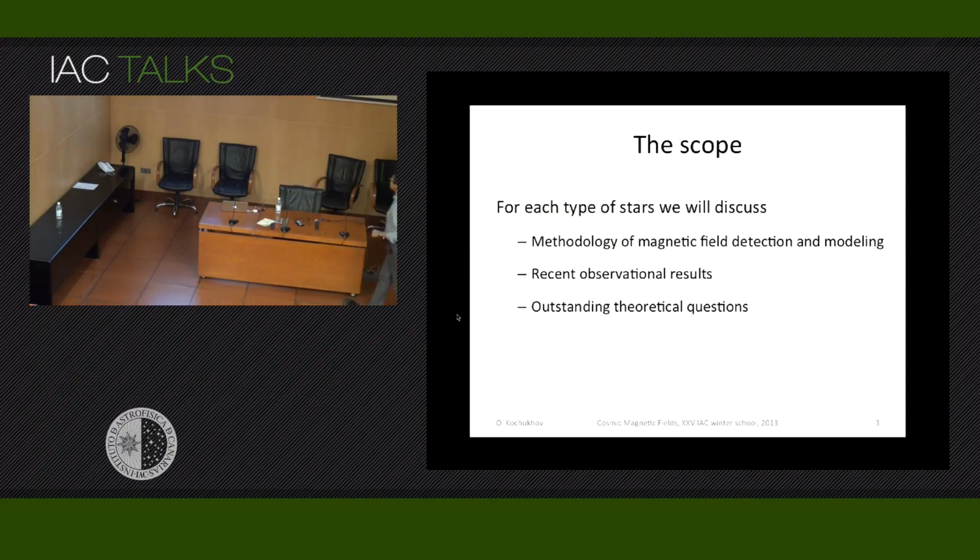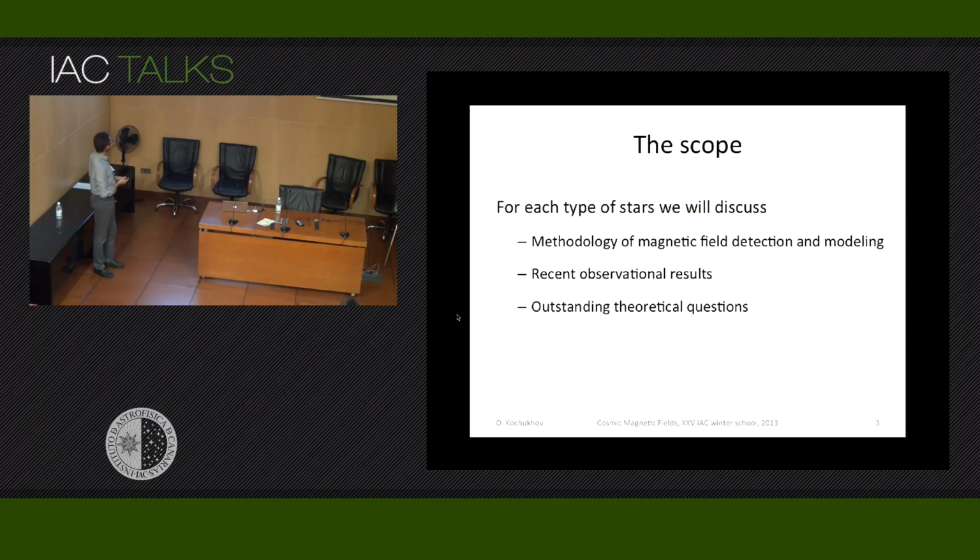So the way I will approach each type of stars is roughly outlined here. I will say a few words about which of the methods that I have already mentioned before in the first part is the most efficient for this particular object, and what are the recent observational results, and relate these observational results to outstanding theoretical questions.